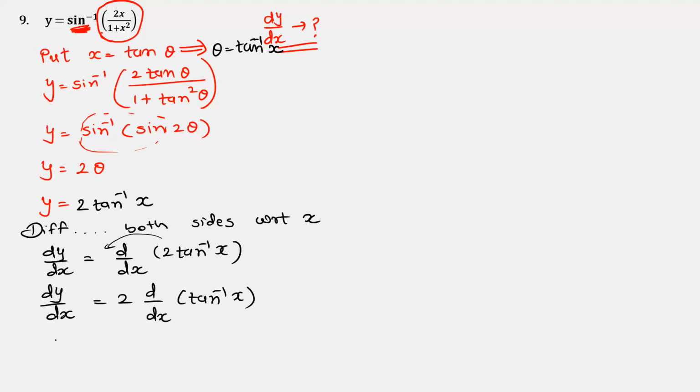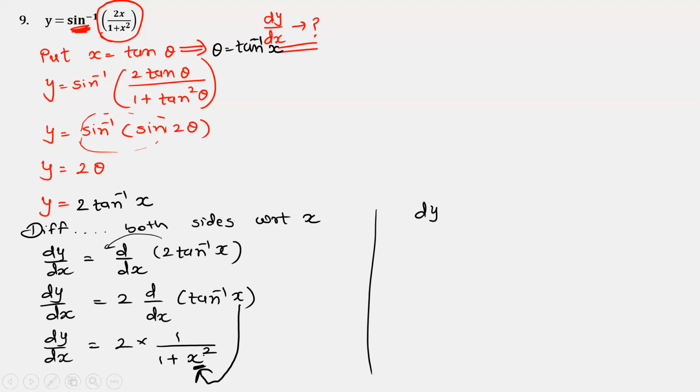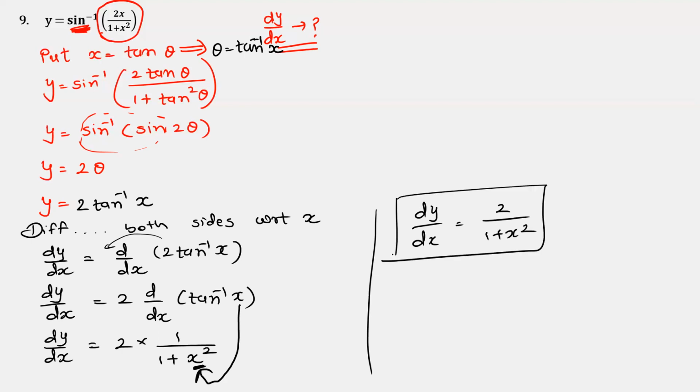Tan inverse x, our differentiation is 1 by 1 plus x square. So 2 into 1 by 1 plus x square. What should be this x? Whatever is your angle, your angle square. So dy by dx is equal to 2 by 1 plus x square. Start the next one and start thinking about what you should assume so that you get your funda in an easy way.